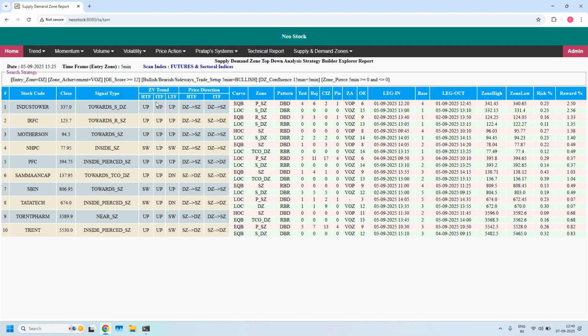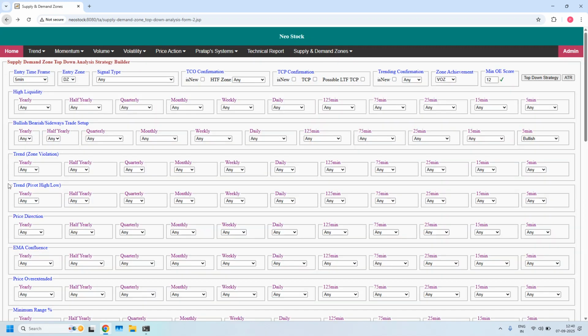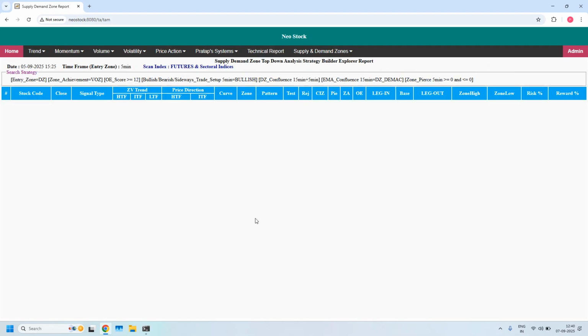And 15 minutes trend is uptrend in all the stocks. ITF trend is 15 minutes. So let's further filter based on EMA confluence on 15 minutes demand zone. 15 minutes demand zone with daily EMA confluence. We did not get any stocks, no high probability trade setup zones.